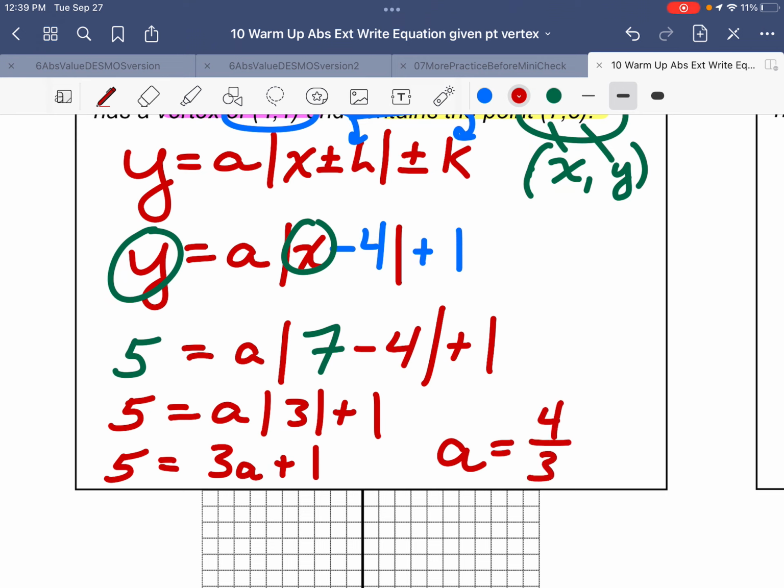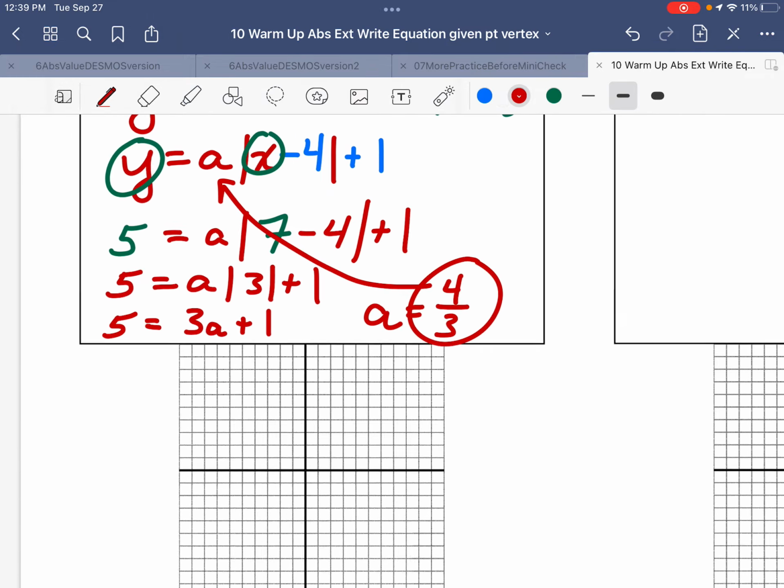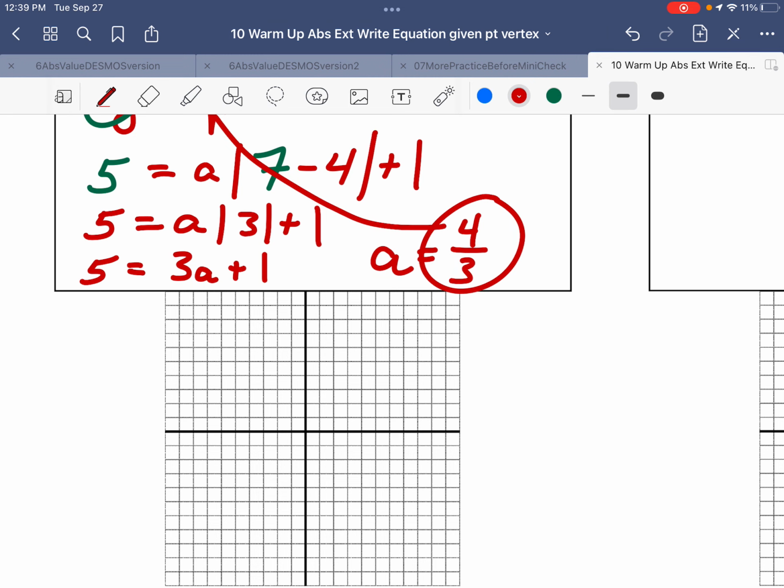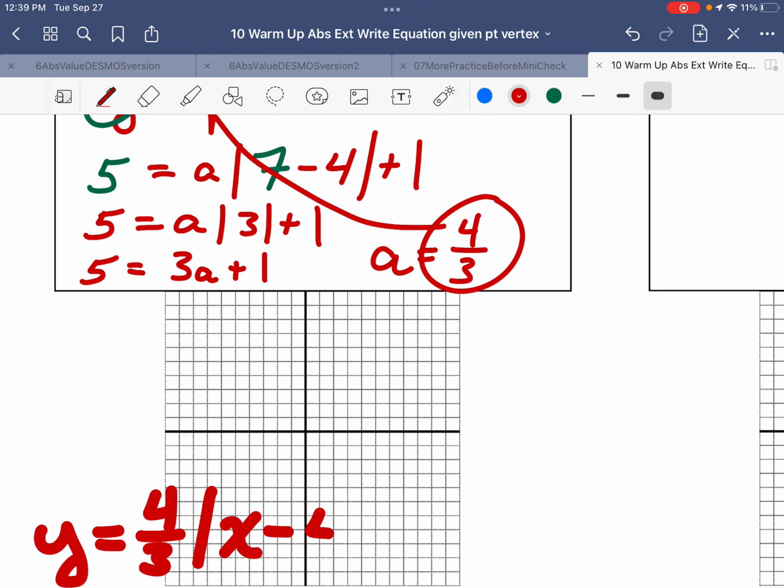Now, the goal of this problem was to write an equation. What we want to realize is that this a value can now also be substituted in for my final answer. It can also be part of my equation. I'm running out of space, so I'm just going to put it down here: y equals 4/3 the absolute value of x minus 4, plus 1.